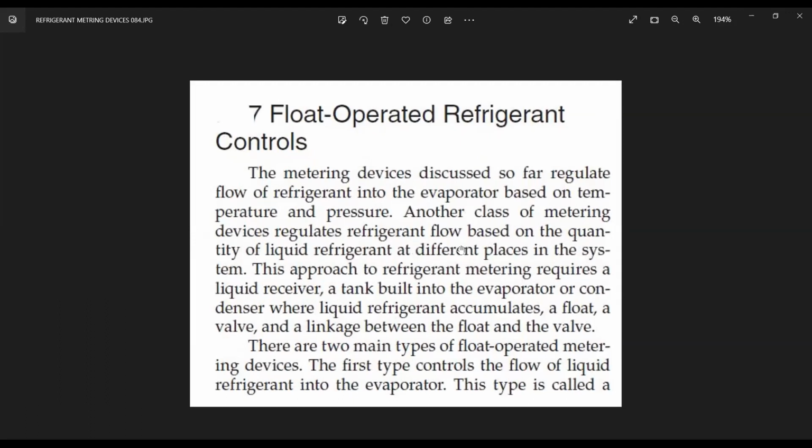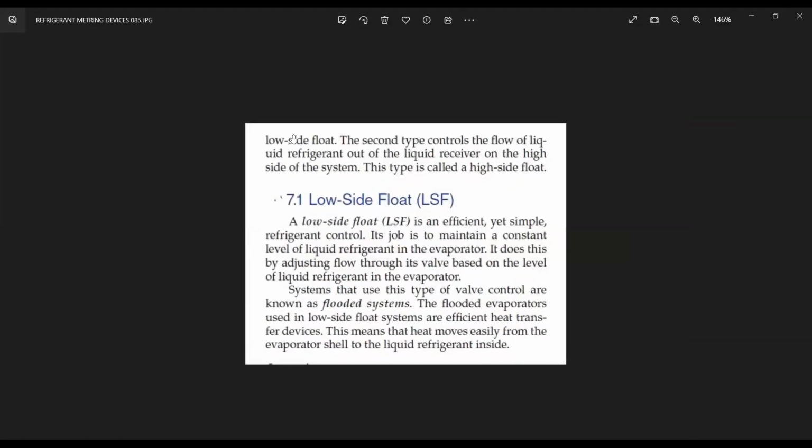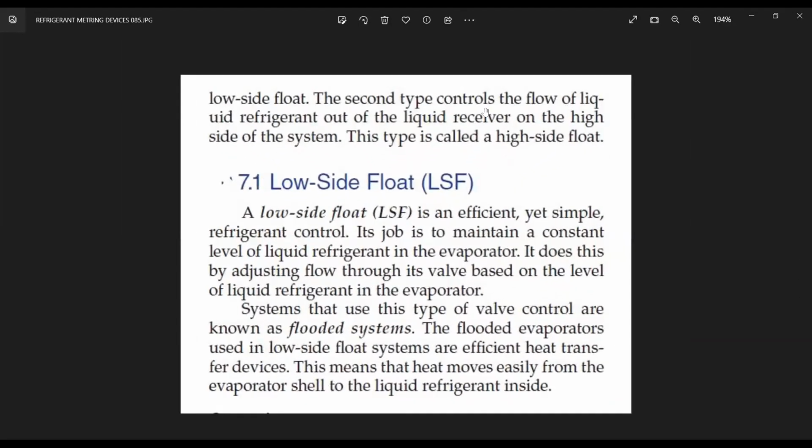That means the system is made such that you can sense the refrigerant in the liquid state. This approach to refrigerant metering requires a liquid receiver, a tank built into the evaporator or condenser where the liquid refrigerant accumulates, a float, a valve, and a linkage between the float and the valve. Basically, a hinge type of linkage. There are two main types of fluid operated metering devices. The first type controls the flow of the liquid refrigerant to the evaporator. This type is called the low side float. The second type controls the flow of the liquid refrigerant out to the liquid receiver on the high side of the system. This is called a high side float.